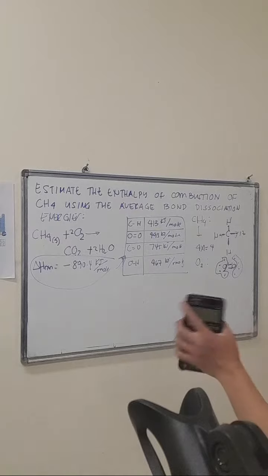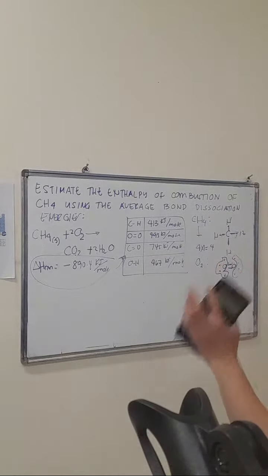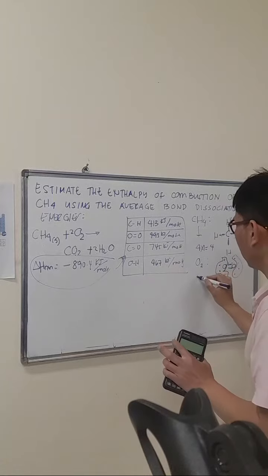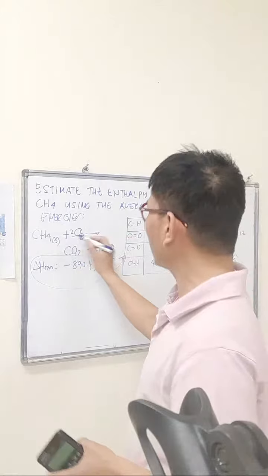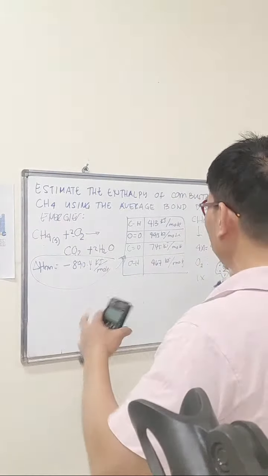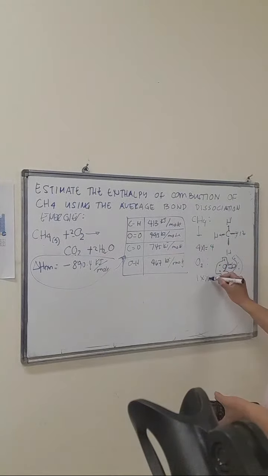We have to count how many bonds. There is only one double bond, so 1. And then going to the chemical reaction, there are 2 moles of oxygen. So 1 times 2 is equal to 2. It's going to be like that.